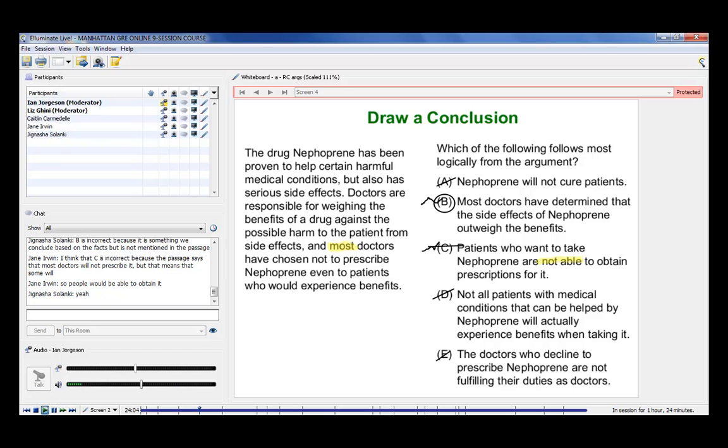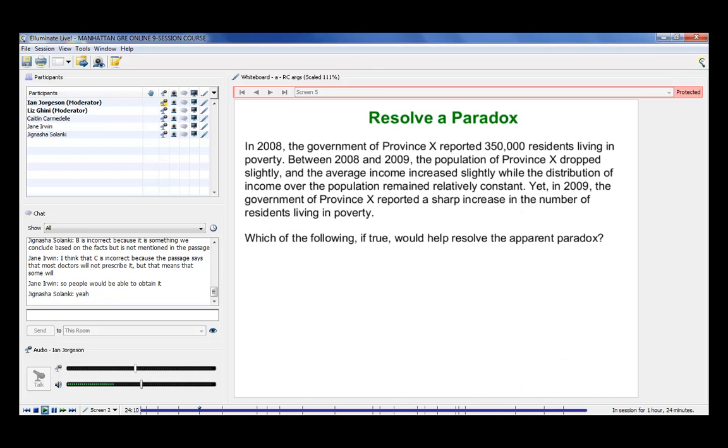Does not contain a conclusion. It's simply a series of facts. But now they're going to ask us to do something different with these facts. So let's take a look at this. We call these questions resolve a paradox because they often use that phrasing in the question.